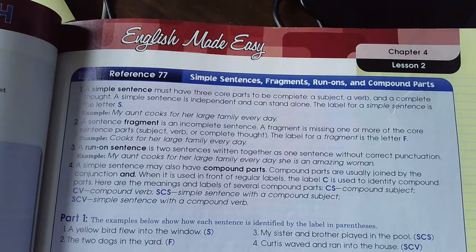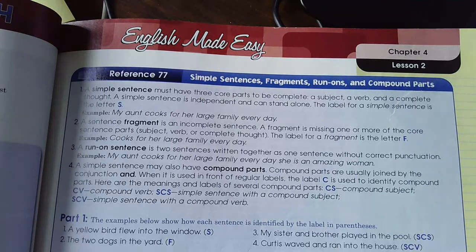4, a simple sentence may also have compound parts. Compound parts are usually joined by the conjunction and. When it is used in front of regular labels, the label C is used to identify compound parts. Here are the meanings and labels of several compound parts: CS, compound subject; CV, compound verb; SCS, simple sentence with a compound subject; SCV, simple sentence with a compound verb.